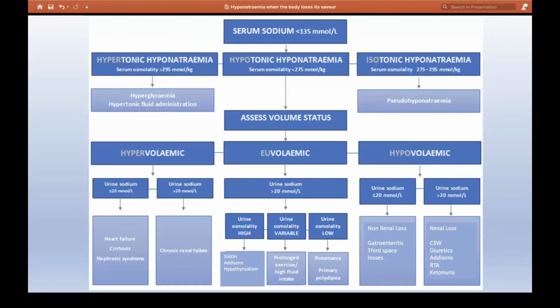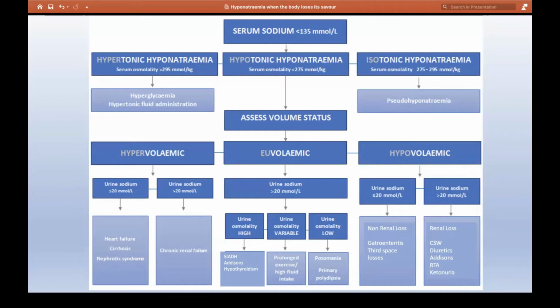More commonly, what you would encounter is hypotonic hyponatremia, where in that case, you need to check on the volume status. If somebody looks hypervolemic, swollen up, then it could be because of heart failure, cirrhosis, or nephrotic syndrome. In such cases, there is low urine sodium because the body tries to conserve sodium as much as possible. Whereas in chronic renal failure, you would have high sodium levels in urine.